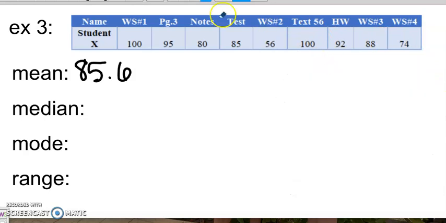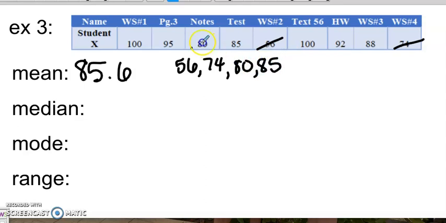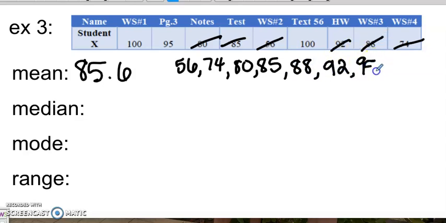Next, I need to put my numbers in order from least to greatest. So, smallest number is 74. Ooh, no, it is 56. And then 74. And then I have an 80. I have an 85. And I have an 88. I have a 92. I have a 95. And I have 2 100s.